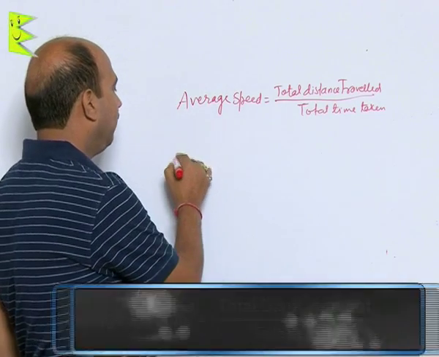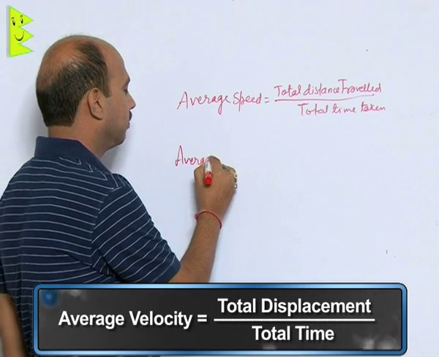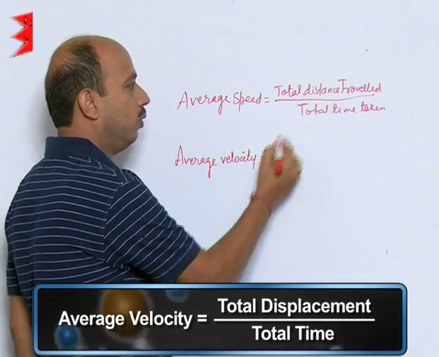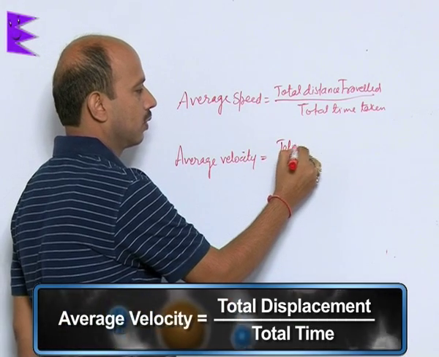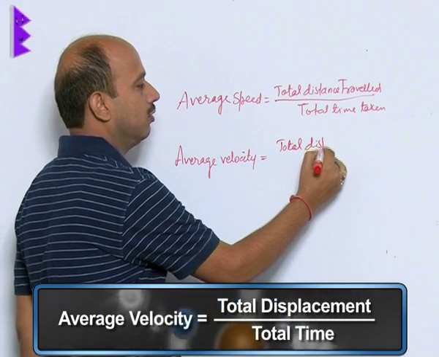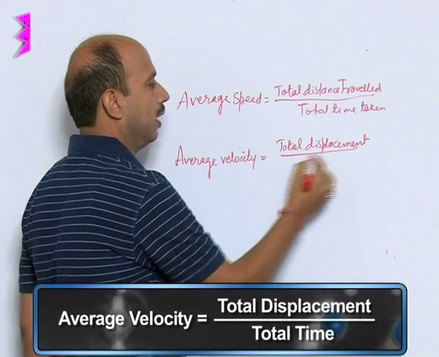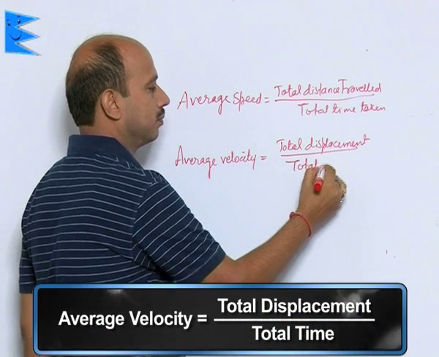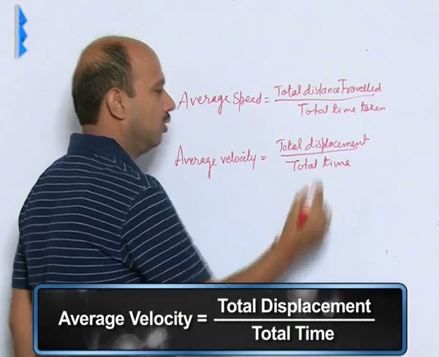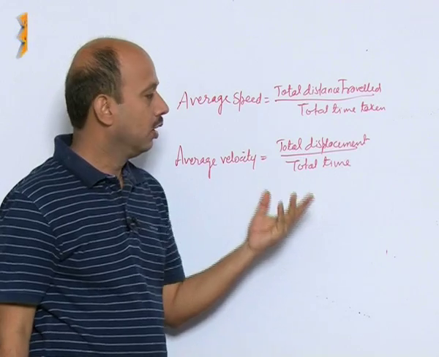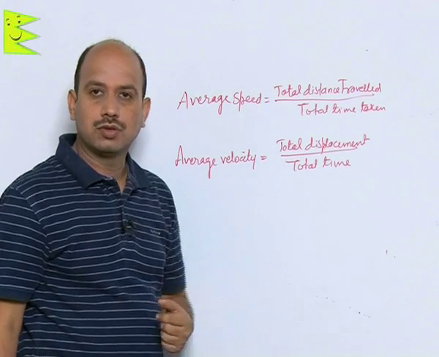Now, average velocity is equal to total displacement divided by total time. So, here just find the total displacement and divide by the total time, and you can get average velocity.